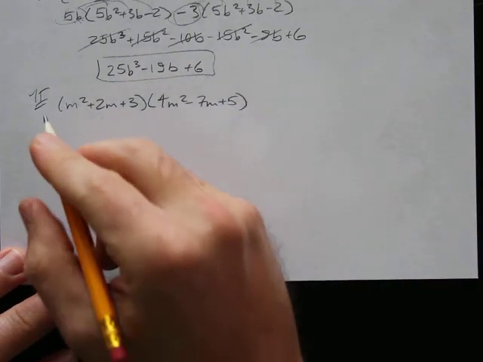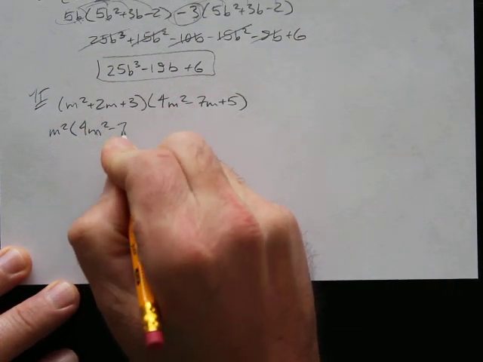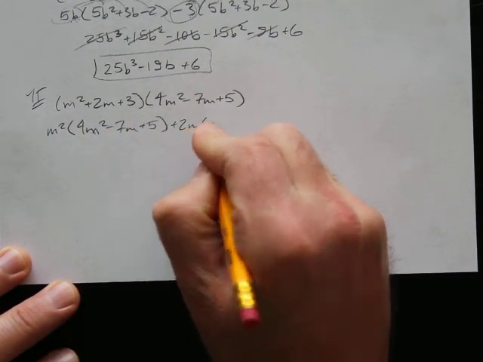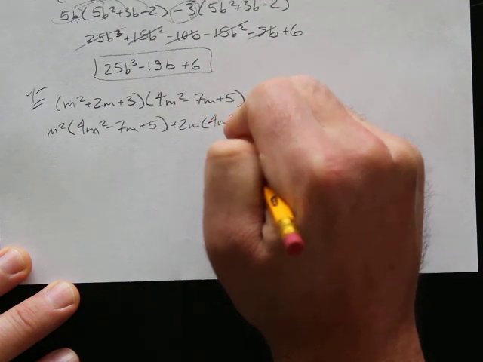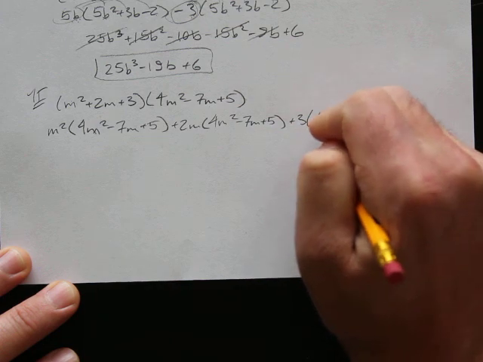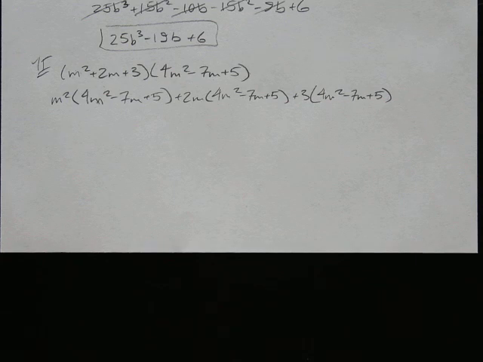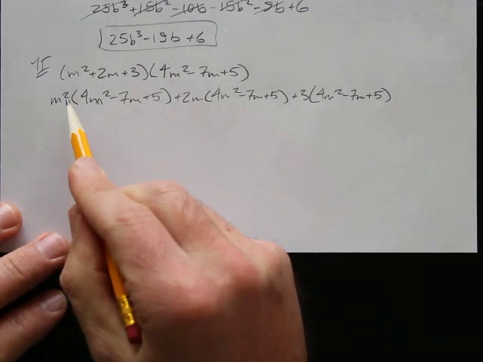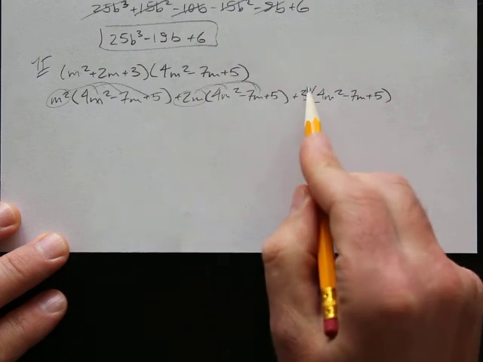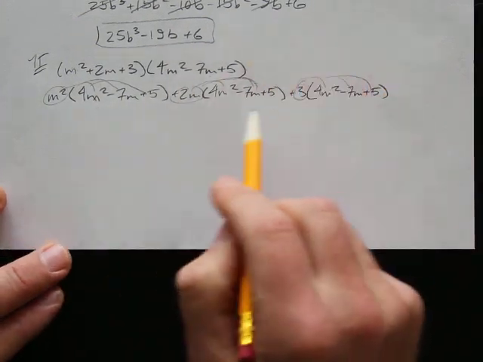All right, let's see how you did. M squared times 4m squared minus 7m plus 5, plus 2m times 4m squared minus 7m plus 5, plus 3 times 4m squared minus 7m plus 5. All right, take it easy. M squared, going to multiply by all those. 2m, going to multiply by all those. 3 times all of those. So just take your time.